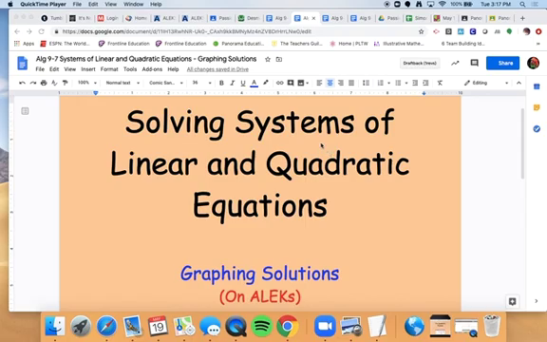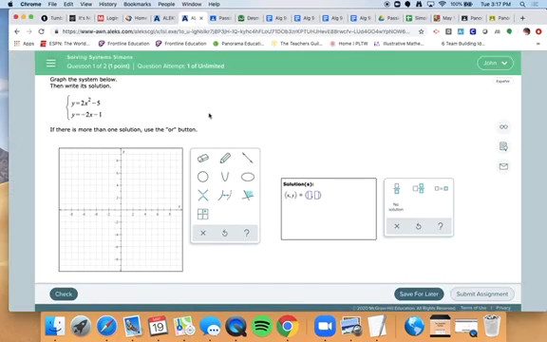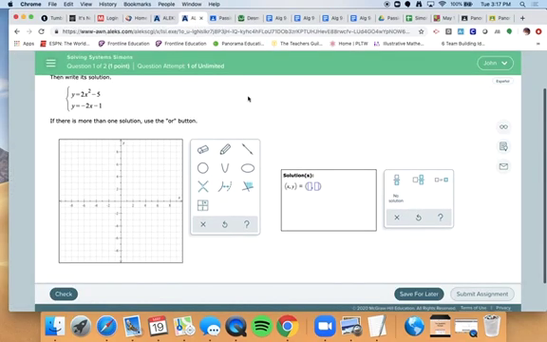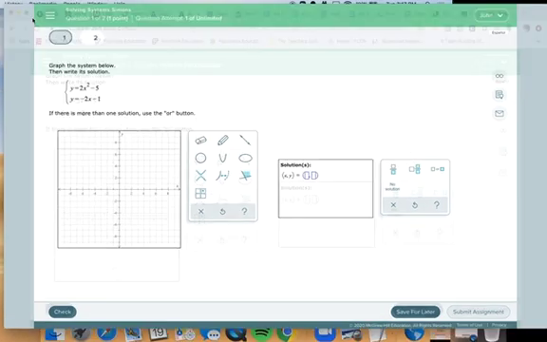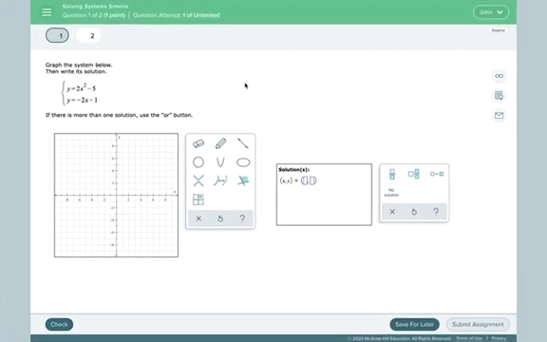So what we're going to do is work through two examples on Alex, and these are going to look a lot like what your homework's going to look like. Okay, so I'm on Alex here. Maybe I can make this bigger. Okay, all right, so we're on Alex, solving system assignments. Okay, so graph the system below, then write its solution.